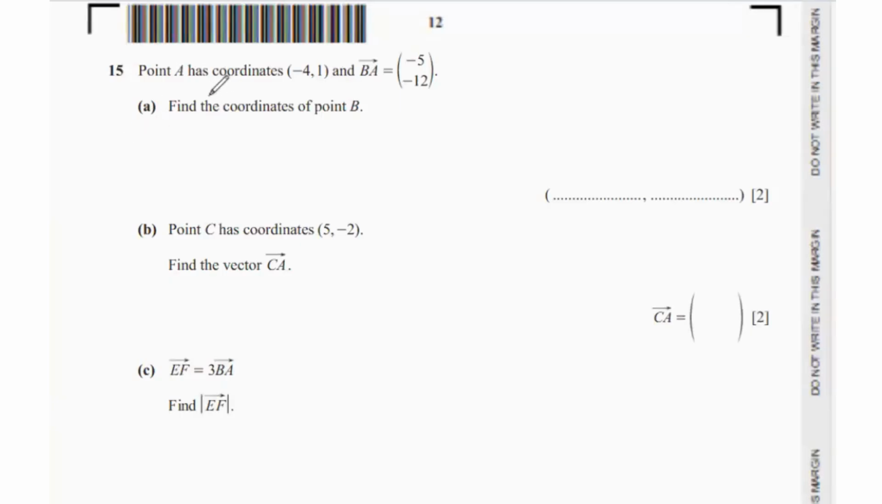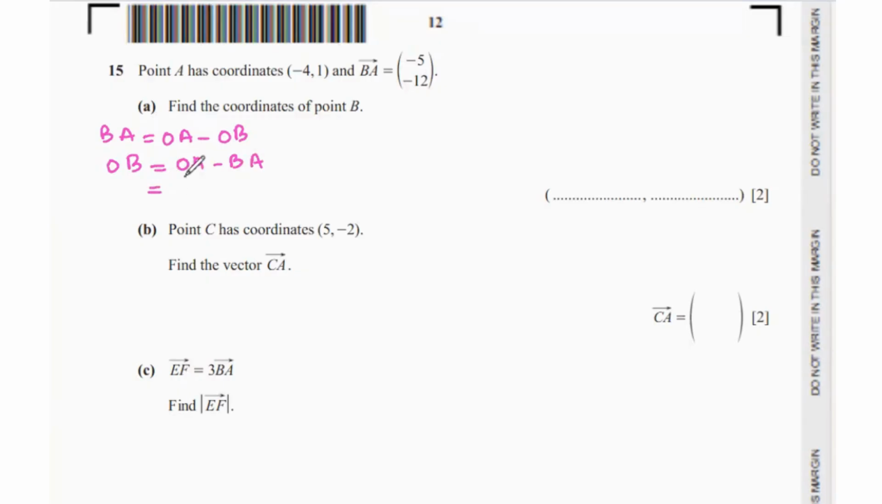Question 15 says point A has coordinates -4, 1. Vector BA is -5, -12. Find the coordinates of B. So BA is basically OA minus OB. So since we're trying to find the value of OB, which is the coordinates of B, we can swap OB with BA. So that's OA minus BA.